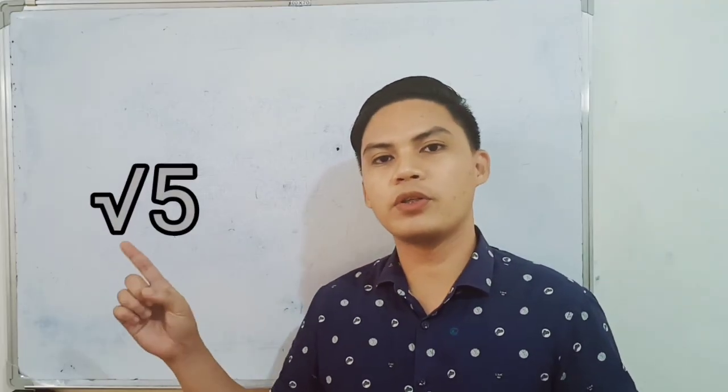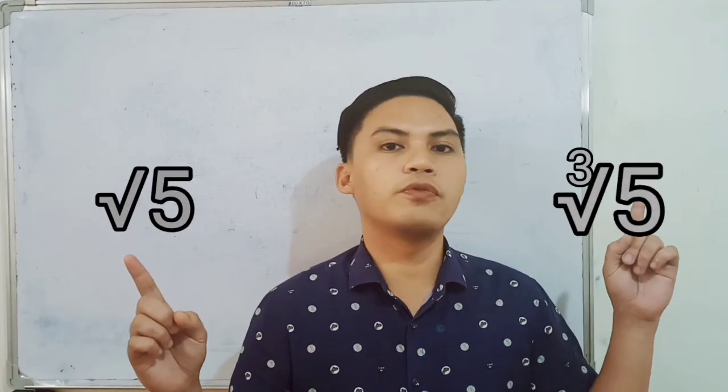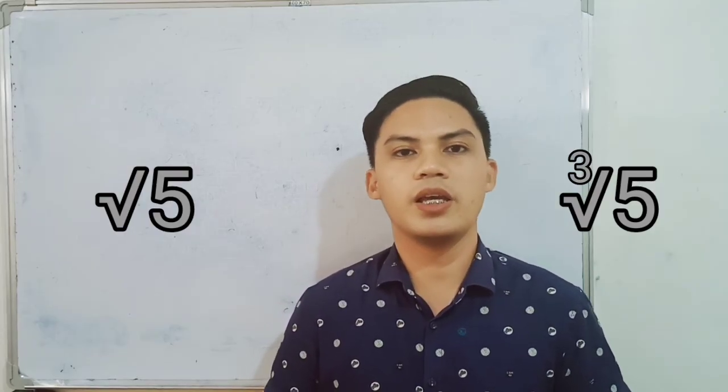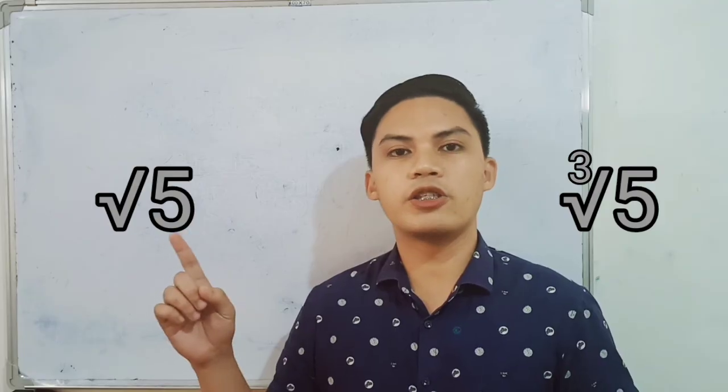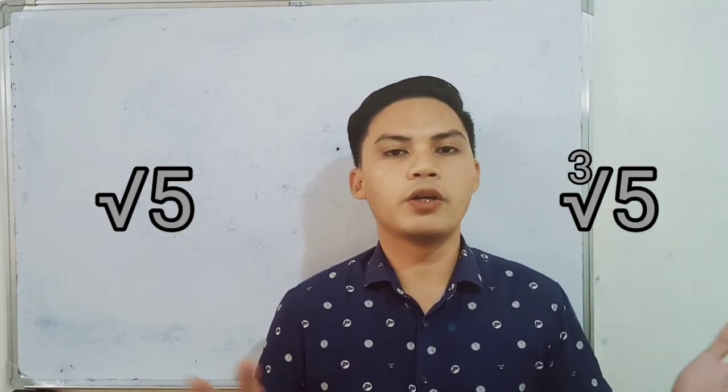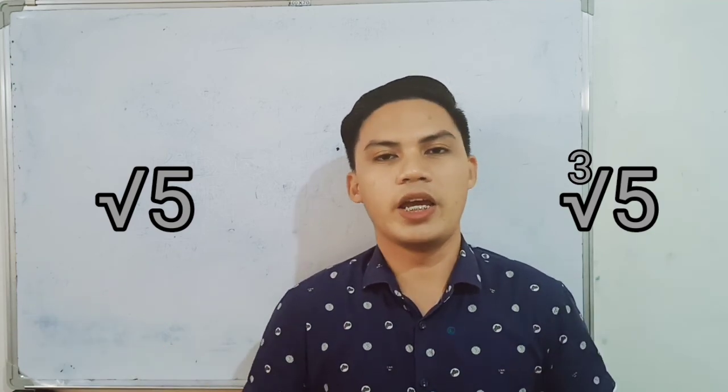Suppose we have square root of 5 and cube root of 5. Yes, they have the same radicand, but they do not have the same indices. Square root of 5, the index is 2, while cube root of 5, the index is 3. Therefore, these radicals are unlike radicals.